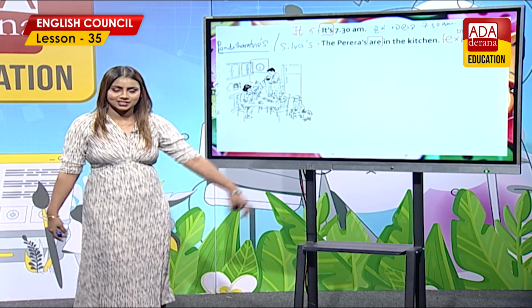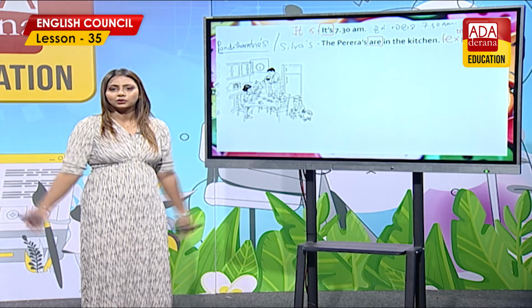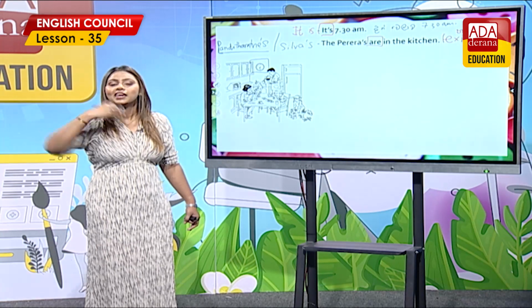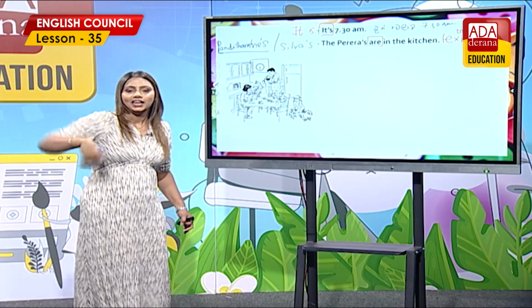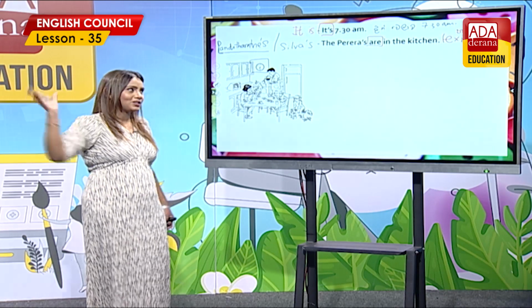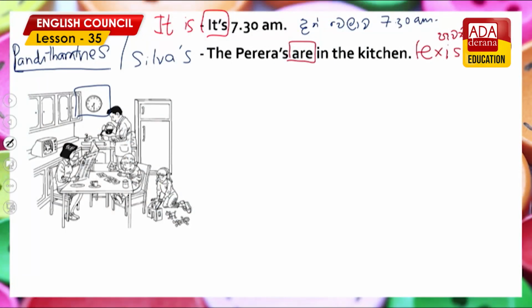The Pandita Ratnas, the Silvas, the Pereiras, the Gunawardanas. Right, okay. Look at the screen. So now the Pereiras are in the kitchen. You are talking about their existence. They are in the kitchen.